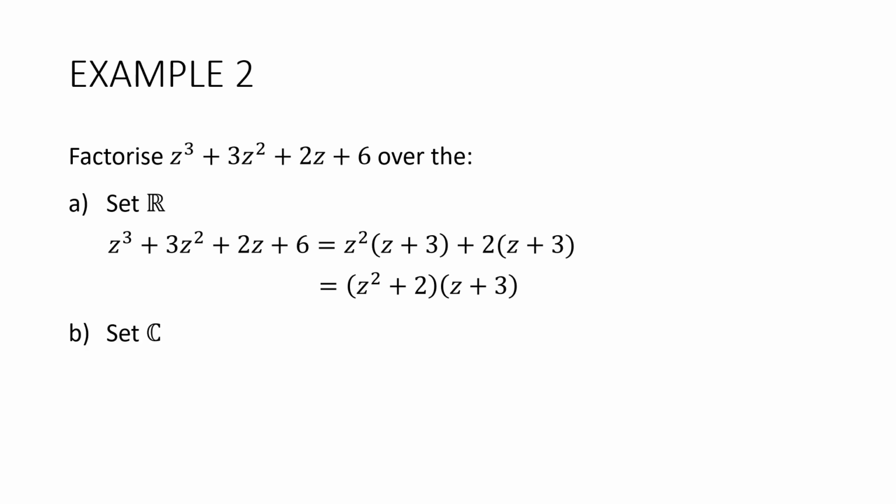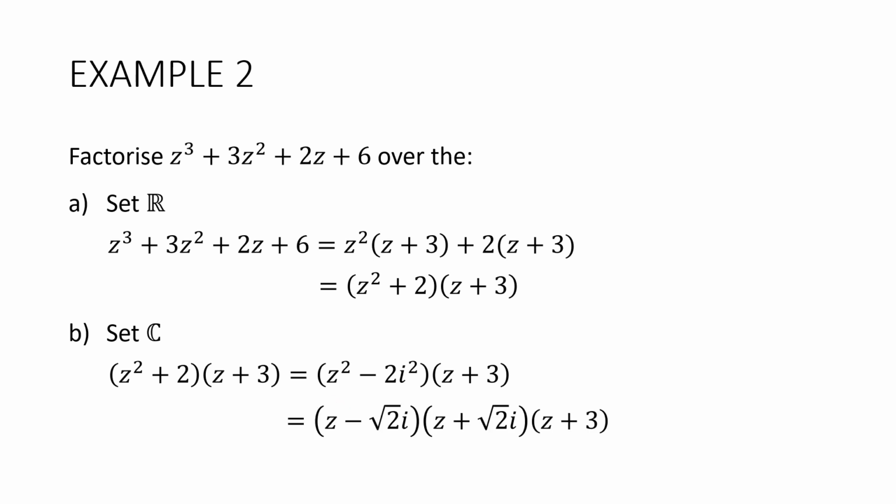If we want to factorize over the set of complex numbers, then we need to factorize this, z squared plus 2. Do you remember how we did that? Instead of the plus 2, we're going to write it as minus root 2 i squared, and then do the difference of two squares. So the full factorisation is z minus root 2 i, z plus root 2 i, z plus 3.